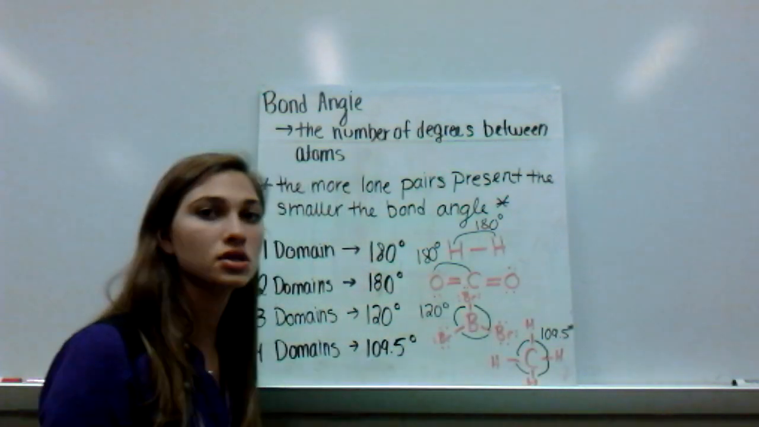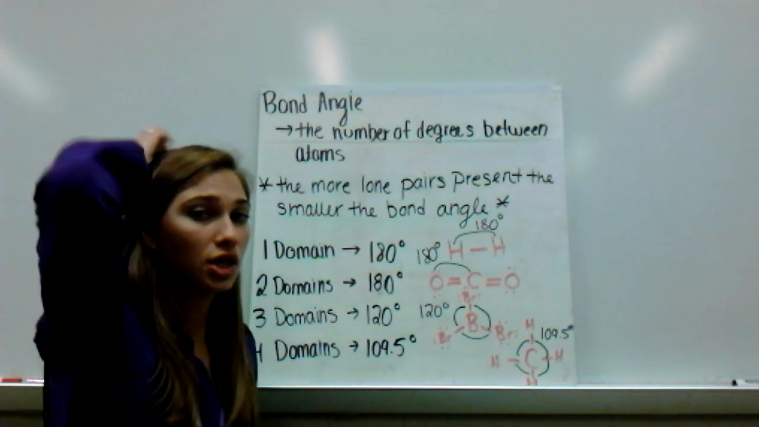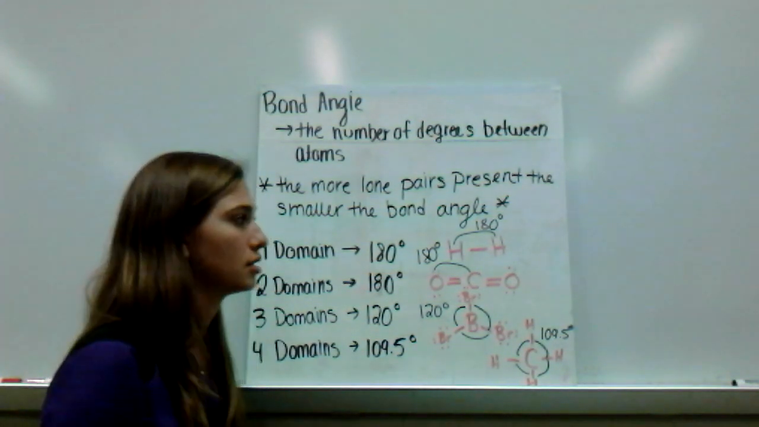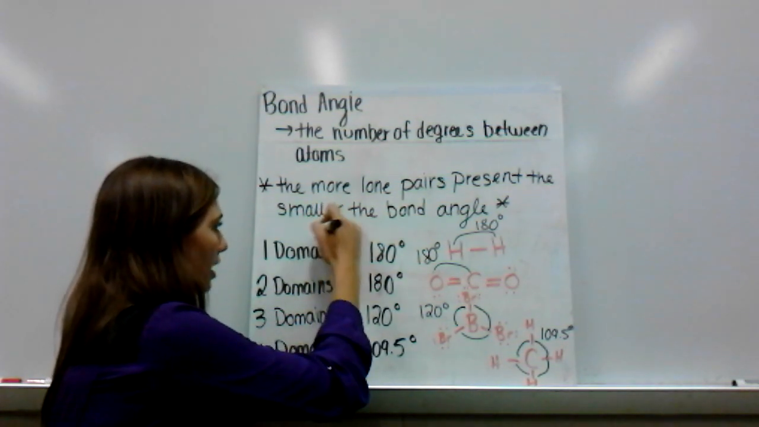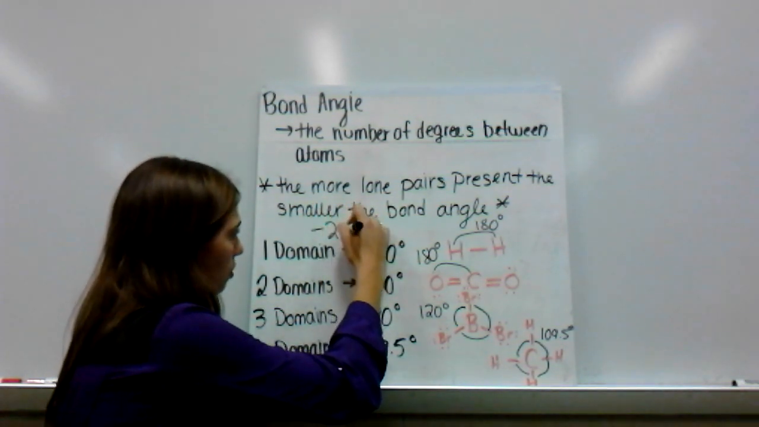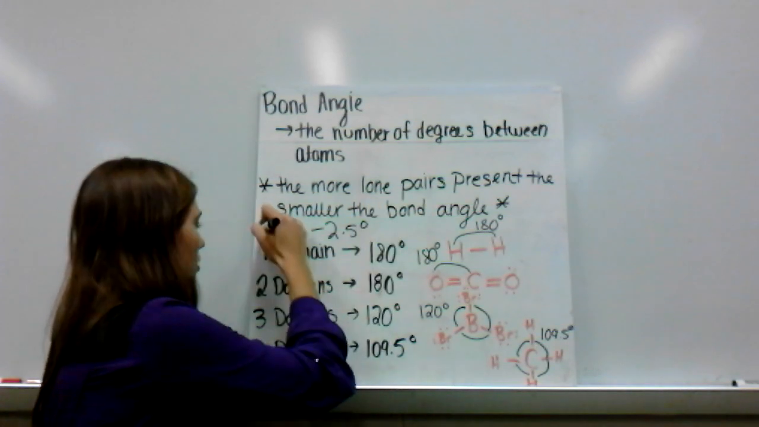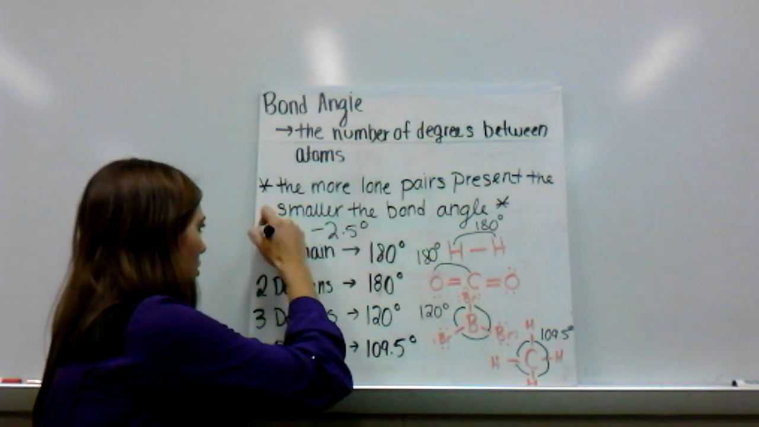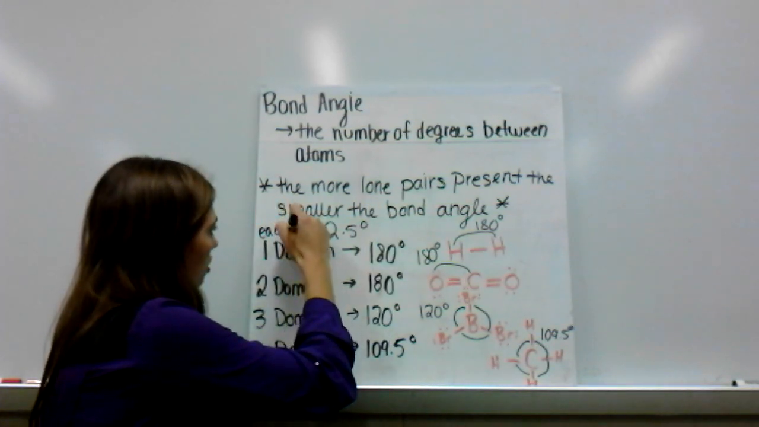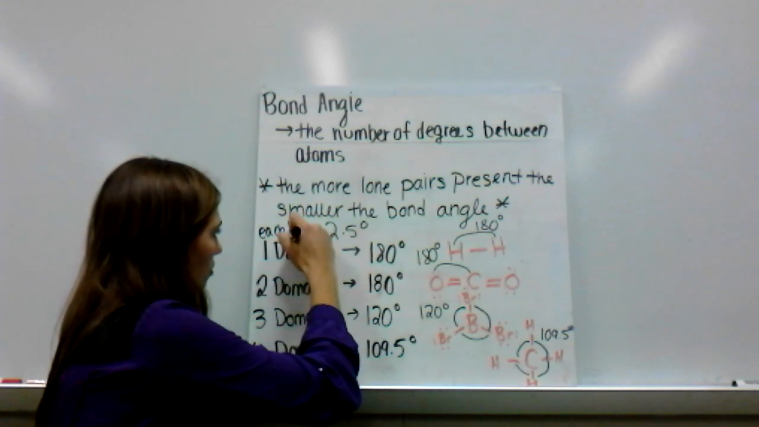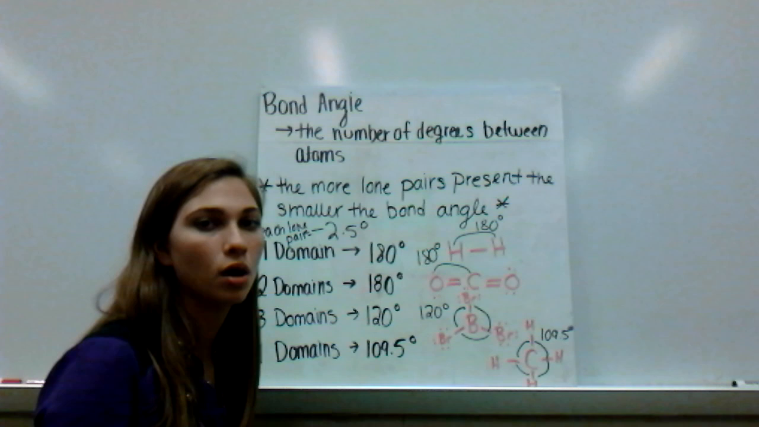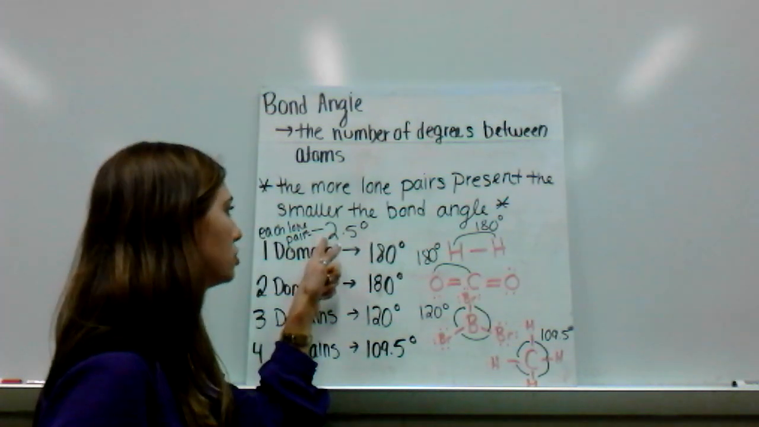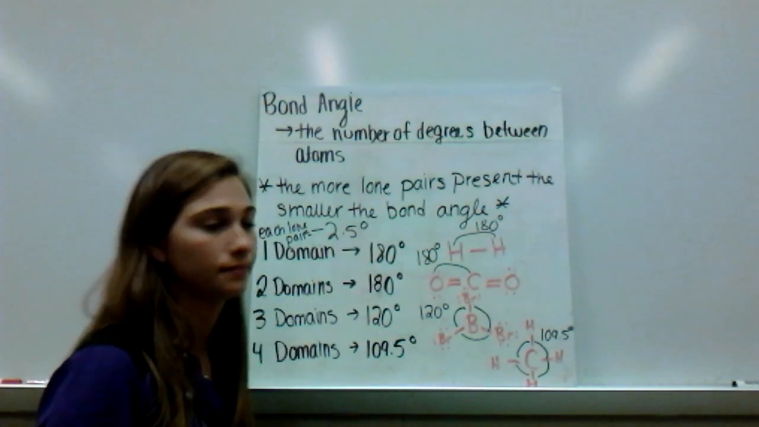As we get down to different molecular shapes, if we're adding lone pairs, for each lone pair you add, you subtract 2.5 degrees.